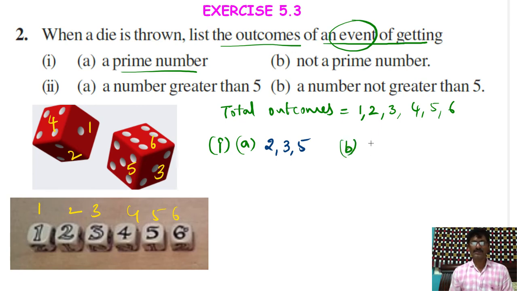Next, let us see B. Not a prime number. Out of these numbers from 1 to 6, what are the numbers which are not prime? So prime numbers we already wrote. Write the remaining numbers. Remaining numbers are not prime numbers. 1, 4, 6. These are the numbers which are not prime. Now let us go to the second one.